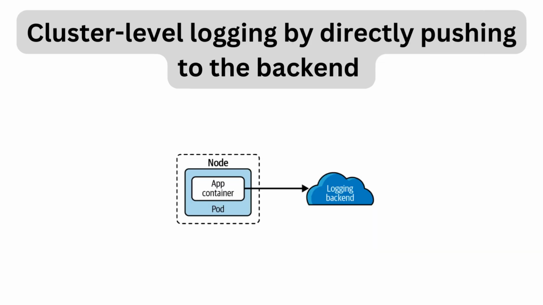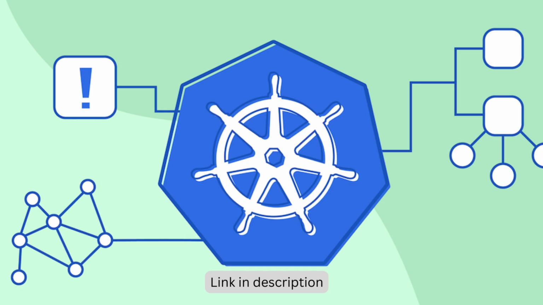And last, but not least, direct-to-logging backend. Here, your application takes the reins, directly pushing logs to the backend. While simpler, changes to the backend might need you to adjust your app's code. Each approach has its own perks and quirks, like a unique adventure in the Kubernetes jungle. For all the juicy details, dive into the Kubernetes documentation.